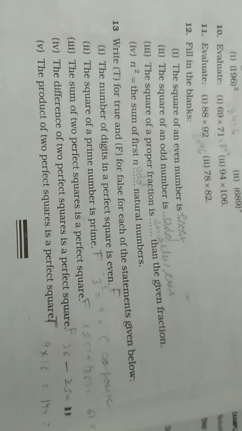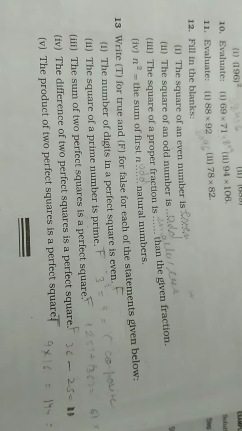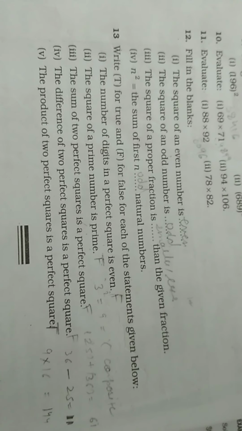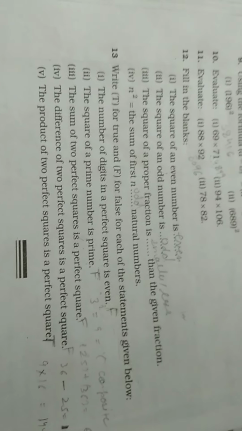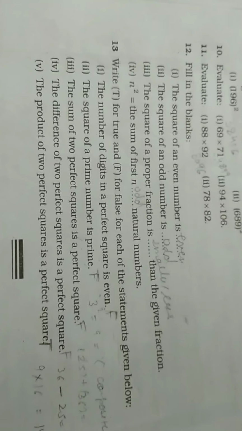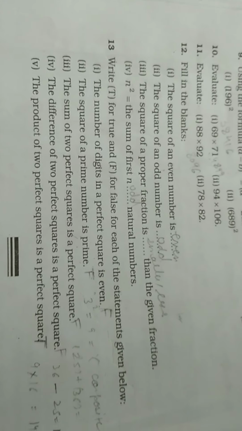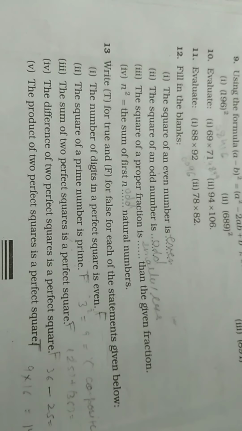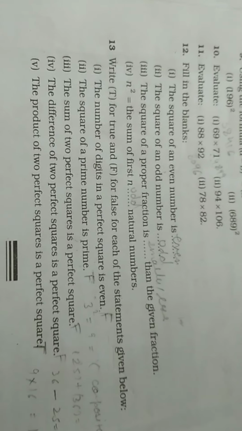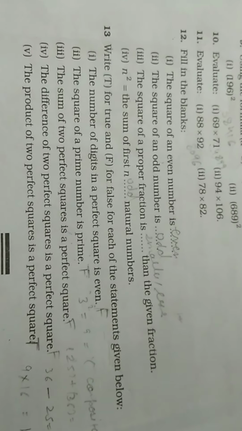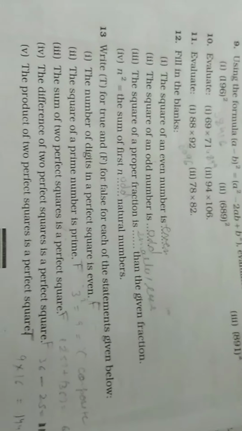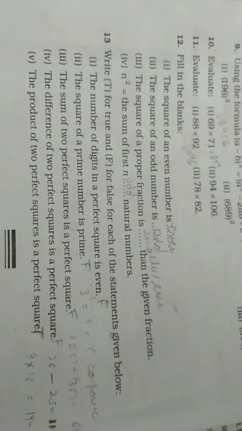Next statement is the difference of two perfect squares is a perfect square. This statement is also false. We will take the help of an example. We have two numbers 6 and 5. Square of 6 is 36 and square of 5 is 25. And if we subtract 25 from 36, we get number 11. And we know 11 is not a perfect square.